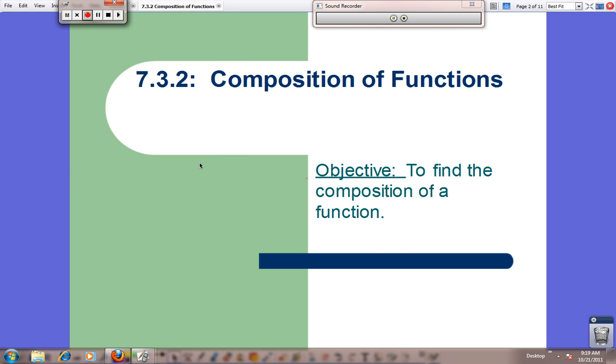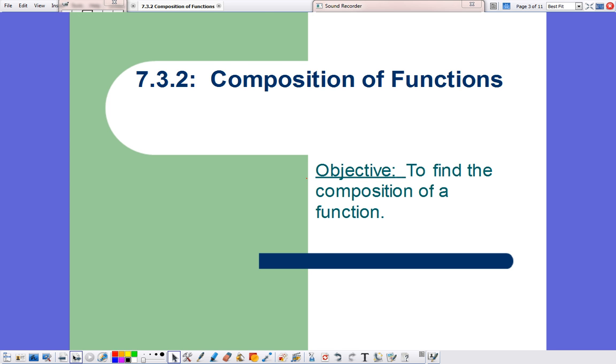All right, lesson 7.3.2 is composition of functions. Before we actually start on this, there's a couple of things I wanted to review with you.